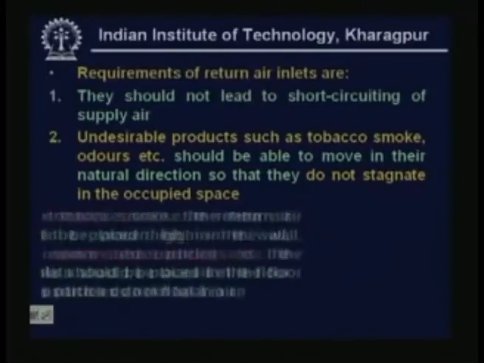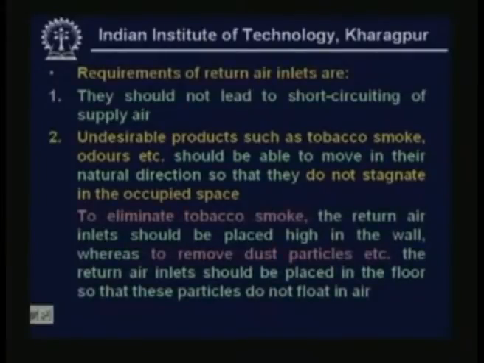For example, to eliminate tobacco smoke, the return air inlet should be placed high in the wall, so that the tobacco smoke rises because of buoyancy, and if you keep the return air inlet at the top, it naturally flows in that direction and leaves the conditioned space. So for tobacco smoke elimination, you have to put the return air inlets high in the wall, whereas to remove dust particles, which tend to settle down on the floor, you must keep the return air inlets near the floor, so that the particles do not float in air. These are some of the typical characteristics which must be kept in mind while designing return air inlets.